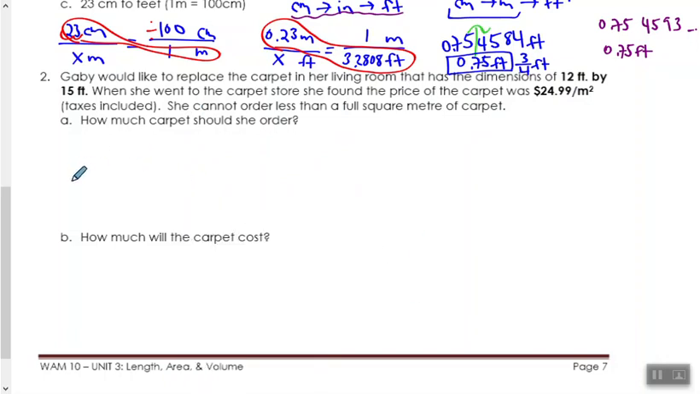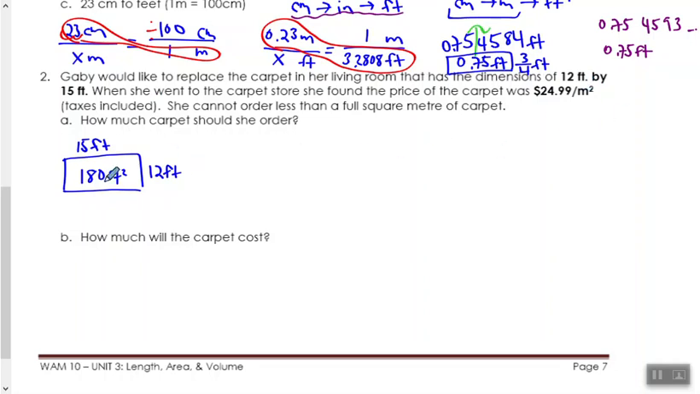So we have a rectangular room that is 15 feet by 12 feet. Now, if Gabby figures out the area now, which is actually 180 feet squared if you do 15 times 12, she goes to the store, she's going to find out that, oh, well, I know I have 180 feet squared, but I need to know how many meters squared, because I need to know how much carpet I need. And they're selling it by this.